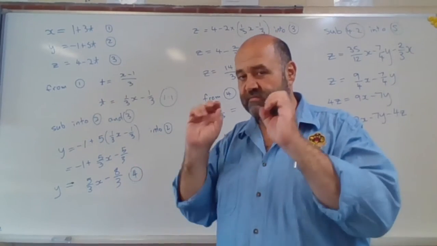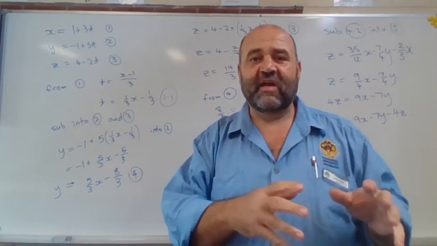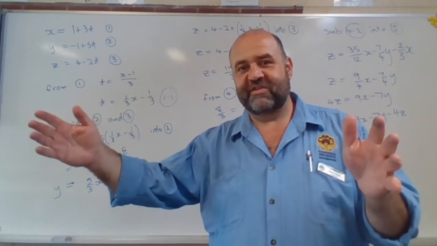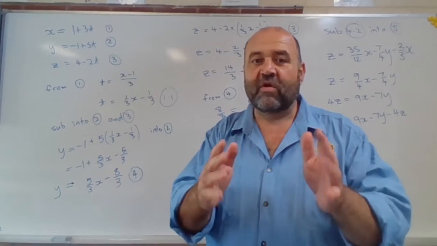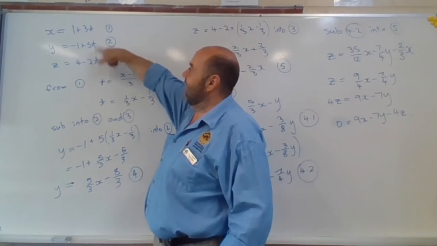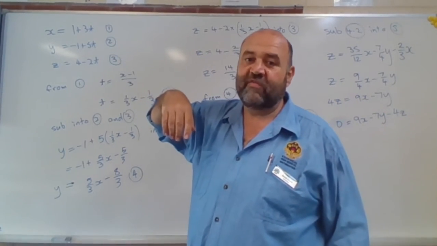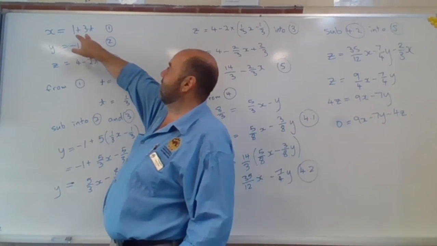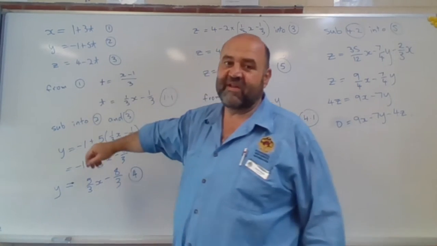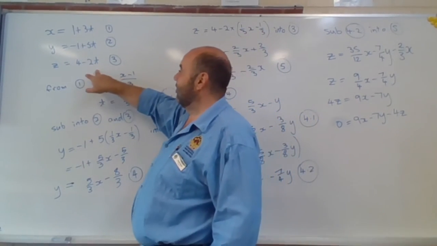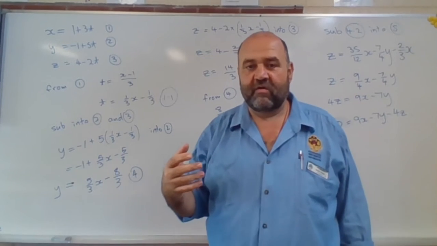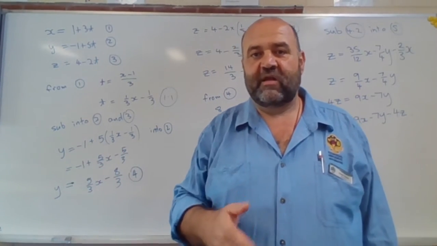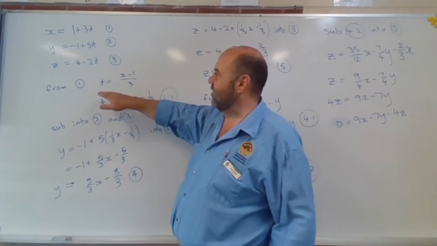You can hit pause if you like, go and watch his video, and then come back to here. What I've done is I've taken the three parametric equations that he ended up with for the problem he was answering in the second part of his video. So he had x equals 1 plus 3t, y equals negative 1 plus 5t, and z equals 4 minus 2t. And I've shown how we go from that into our x, y, and z coordinates. So eliminate the parameter.